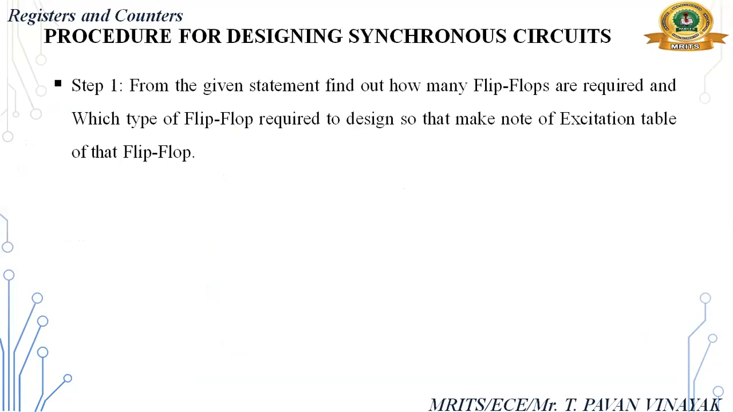First step, find out the number of flip-flops required. Suppose I am given 3-bit, then you have to draw 3 flip-flops. If I want 4-bit, then 4 flip-flops. Mostly we design with JK flip-flops, so I am taking JK. If they ask for T flip-flop, you have to find for T flip-flop. Whatever flip-flop they ask, you have to do it.